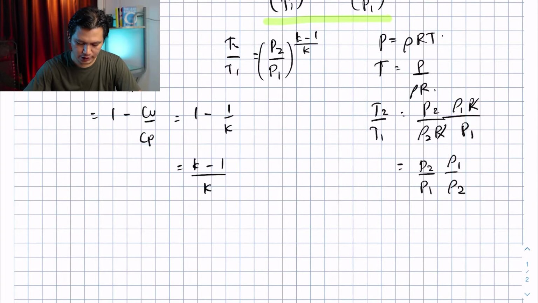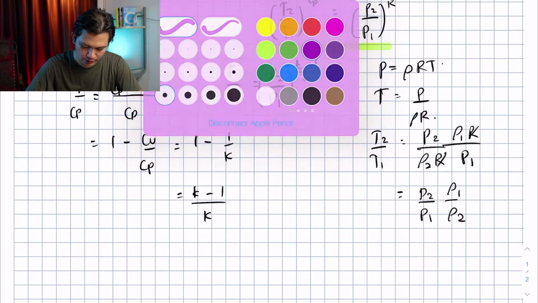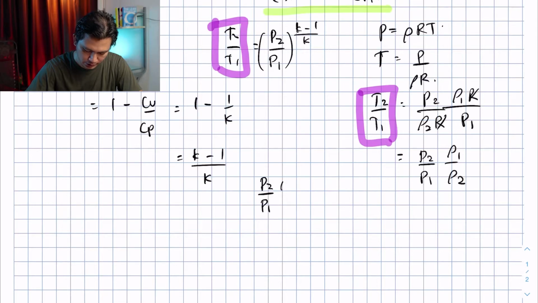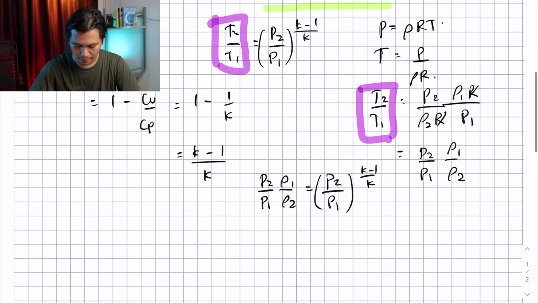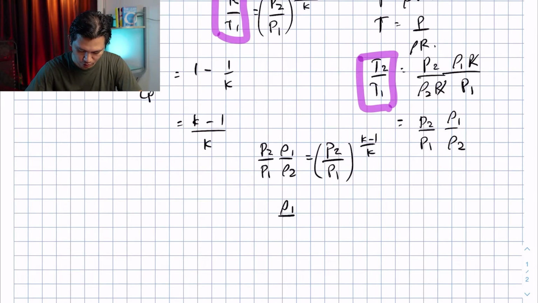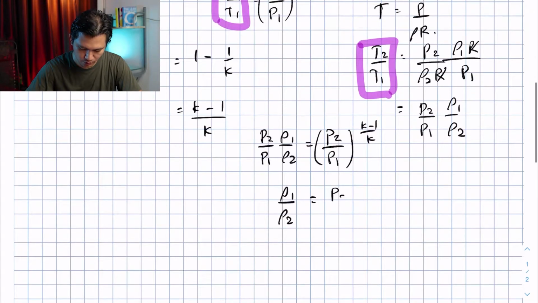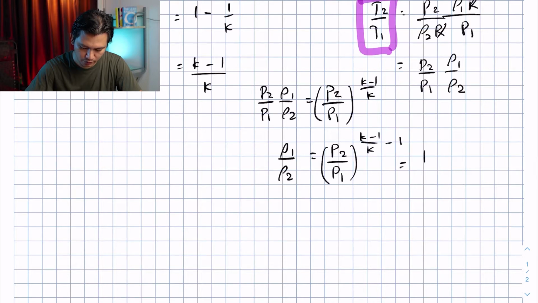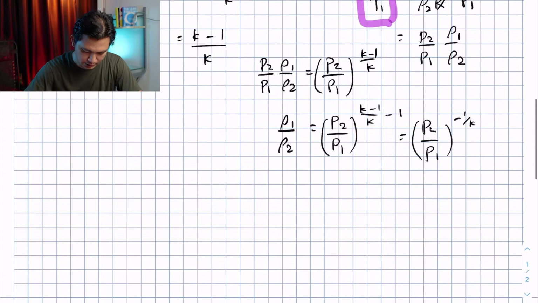If I replace this here, I end up with P2 over P1 times rho 1 over rho 2 equals P2 over P1 to the power of K minus 1 over K. So I can also write rho 1 over rho 2 equals P2 over P1 to the power of K minus 1 over K minus 1, which gives P2 over P1 to the power of minus 1 over K. If I flip this, I get rho 2 over rho 1 equals P2 over P1 to the power of 1 over K.